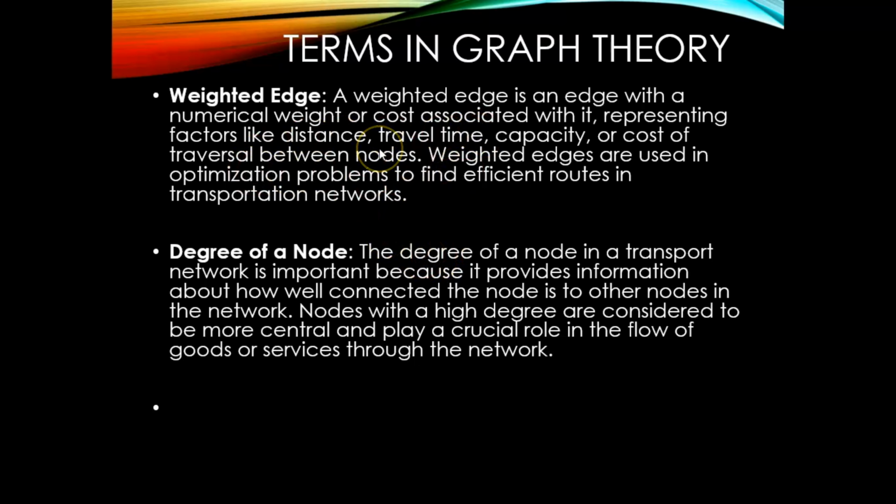So when a numerical value is attached to it, it is called a weighted edge or a weighted link. It can be numerical in the form of distance, travel time, capacity, or cost. Why is this very important? Why do we have to weigh our edges or our links? In the later part of this lecture, we are going to look into that, and I'll explain it with some examples. Then we have what we call the degree of a node.